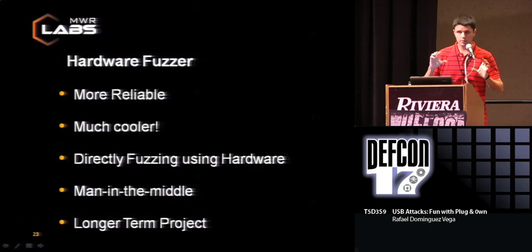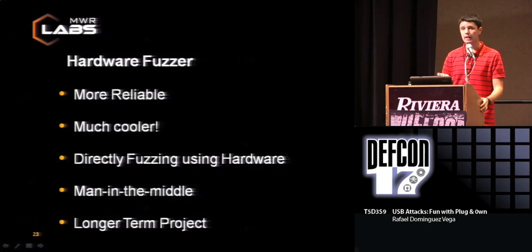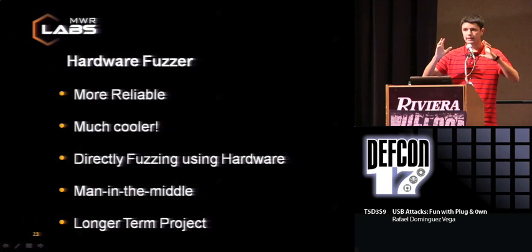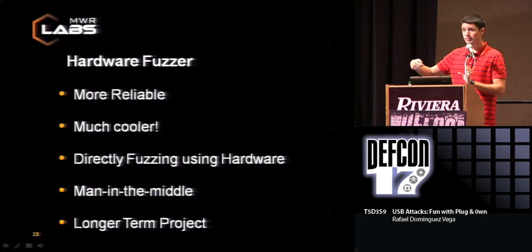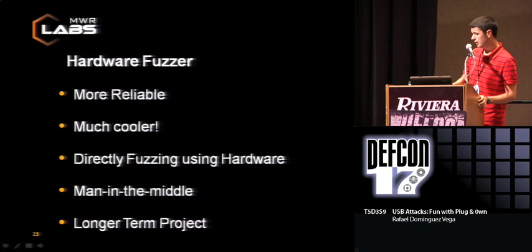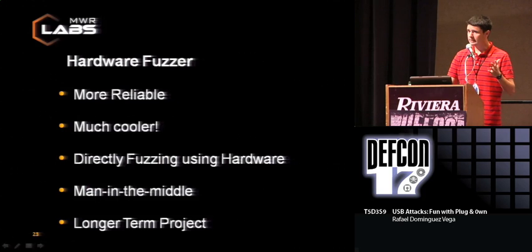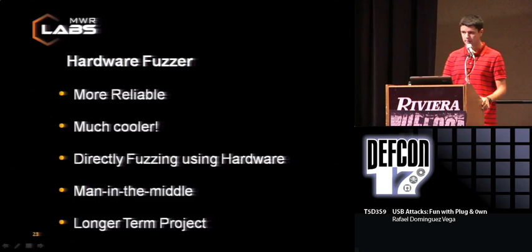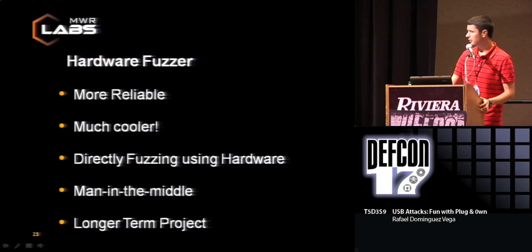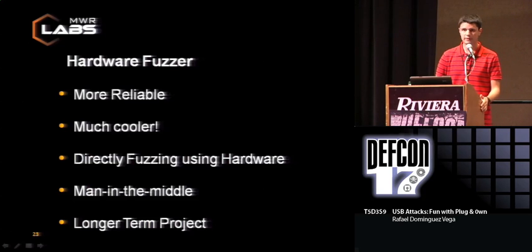The second approach that we thought of with the hardware fuzzing would be a man-in-the-middle approach, where we would have the hardware device performing a man-in-the-middle. So we would be plugging a USB device into this hardware. This hardware would take the USB packet on the fly, modify it, put in the malformed data, and send that directly to the hardware device. As I say, it's a longer term project, and I know there are already people out there trying or performing this type of hardware fuzzer.